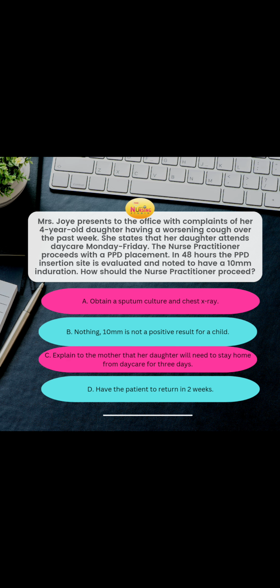Okay, so if you look at this, she has a 10 millimeter induration. She's 4, so that's under the age of 5. She's also in daycare Monday through Friday, so a highly populated area. So your answer choice here would be A, to obtain a sputum culture and chest x-ray, so we can further go through the process to identify what's going on here, since she has this positive PPD.